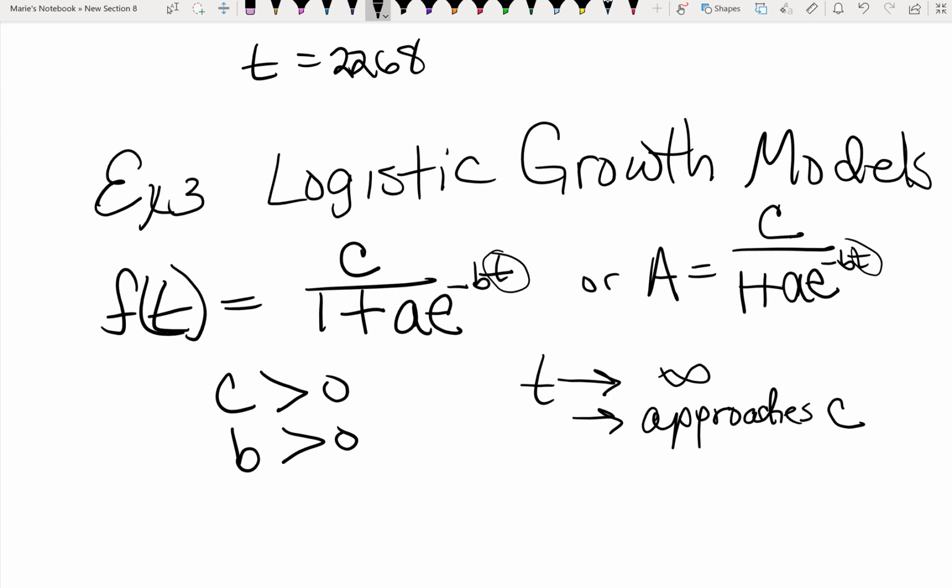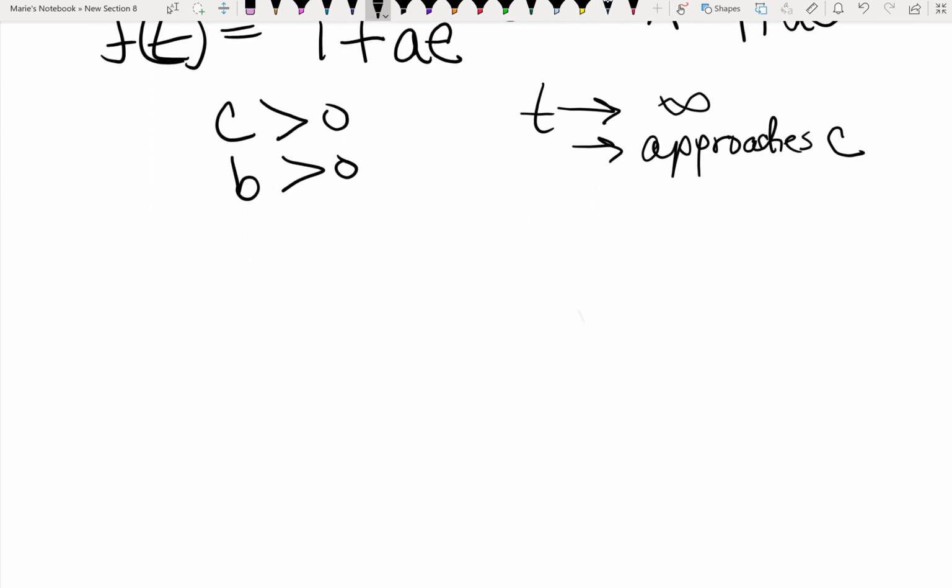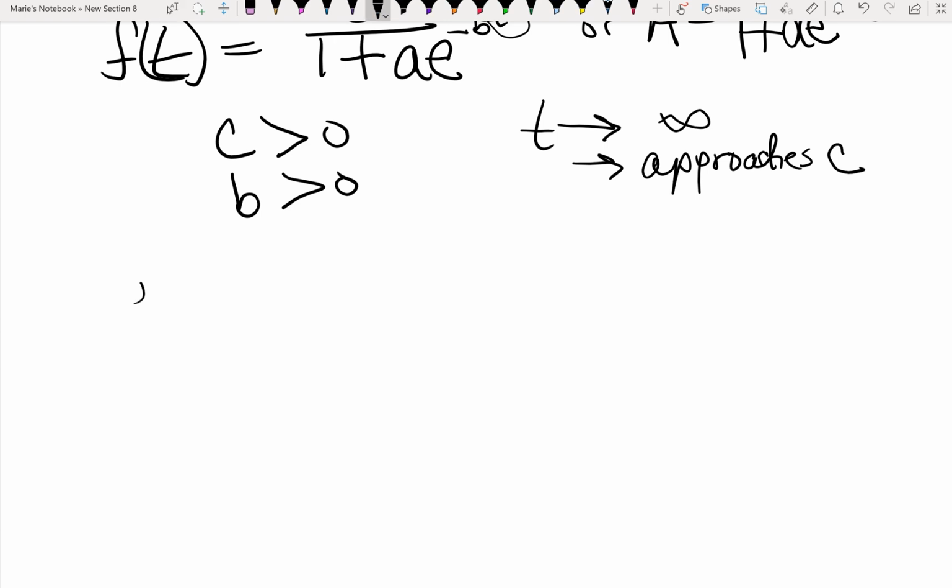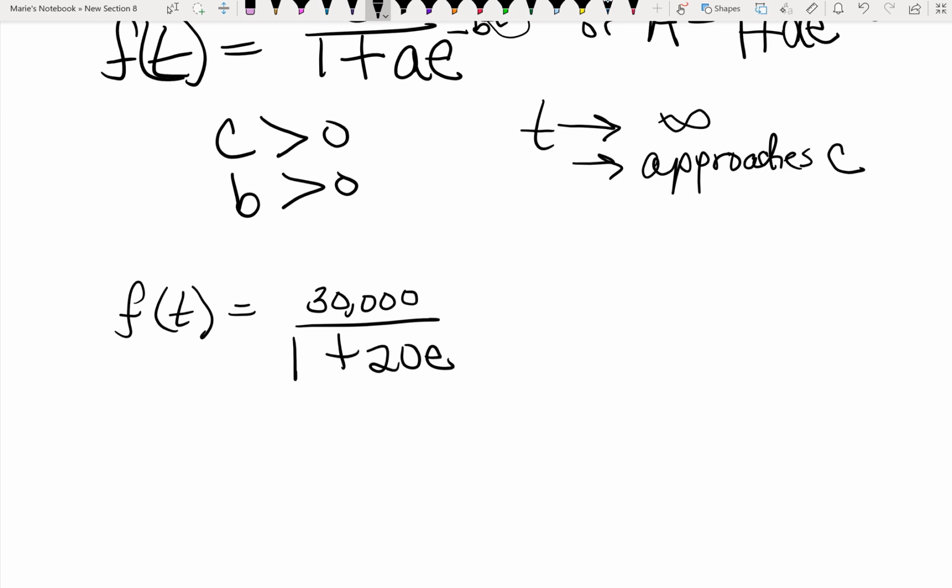And let me show you an example. So in example 3, you have f of t given to you as equal to 30,000 divided by 1 plus 20e raised to the negative 1.5t. Now what this describes is the number of people f of t. So this is the number of people who have become ill with influenza in t weeks.